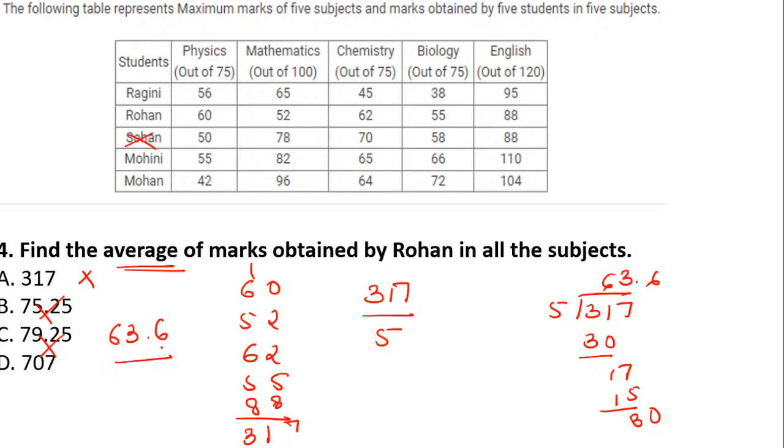Okay? Yes, Arshkan, it's good that you found out. Average marks obtained by Rohan in all the subjects is 63.6. None of these options are right. Yeah, 63.6 is the average marks obtained by Rohan in all the subjects. Okay? Next question.